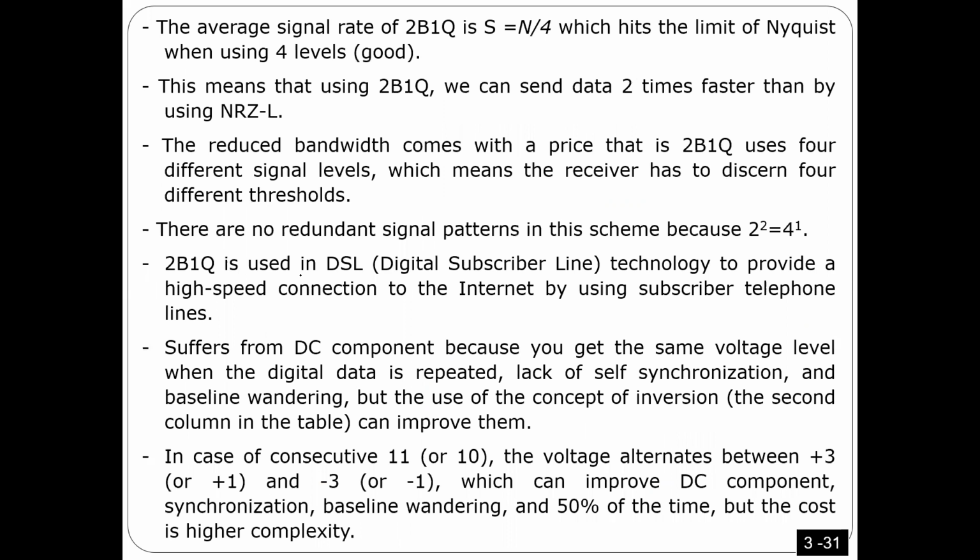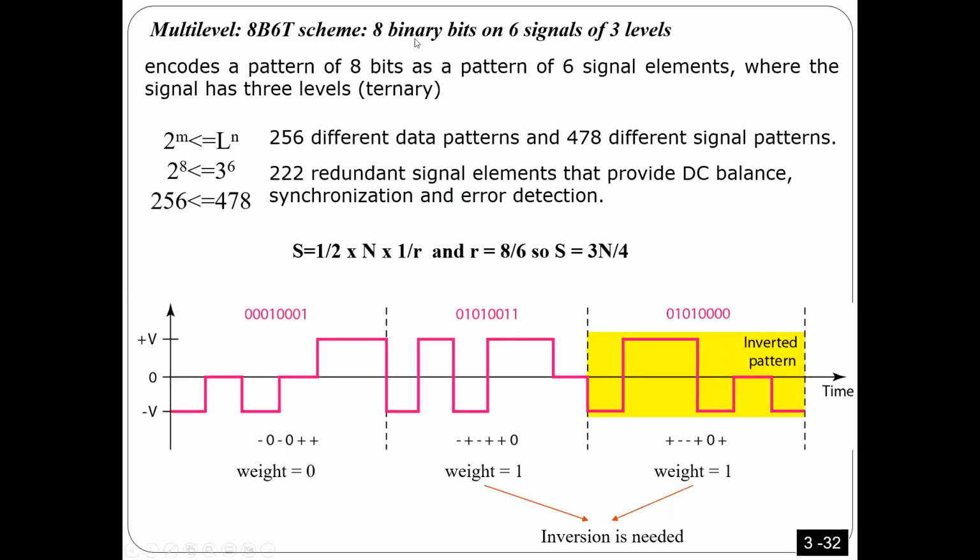What about here? For example, if you have 8B 16. In this case, 2 to the power M. So how many binary patterns do we have? It's going to be 2 to the power 8, right? Which is 256. How many signal patterns do we have? T means 3. We have 3 raised to the power of 6. You understand what I'm saying? So that's 3 to the power 6. Is that okay?